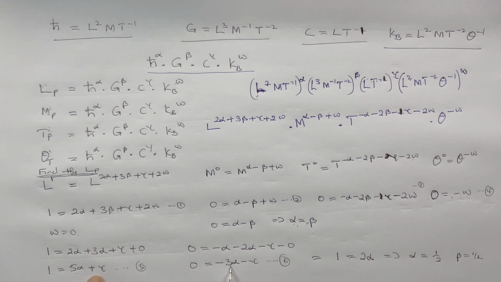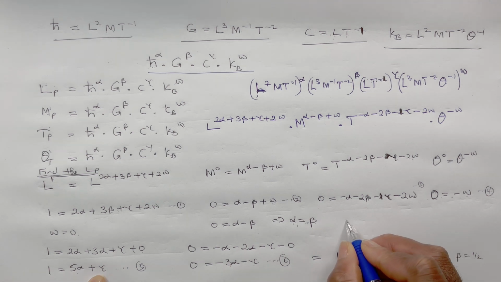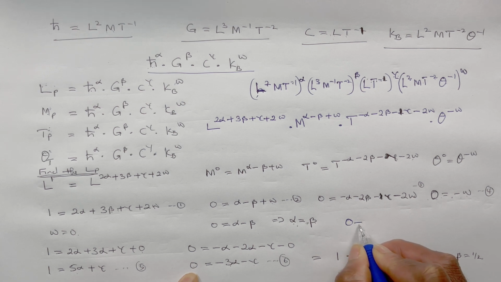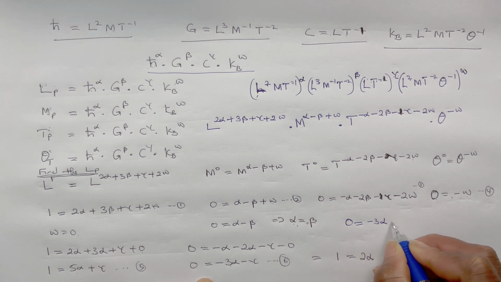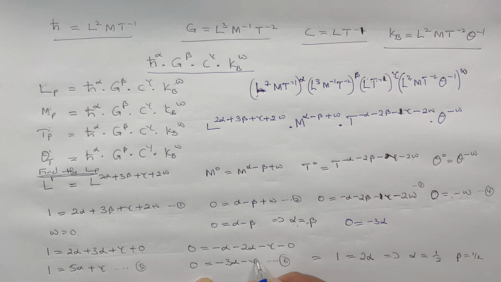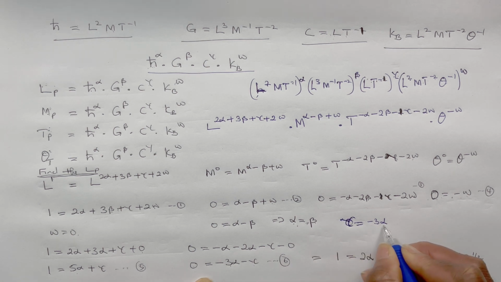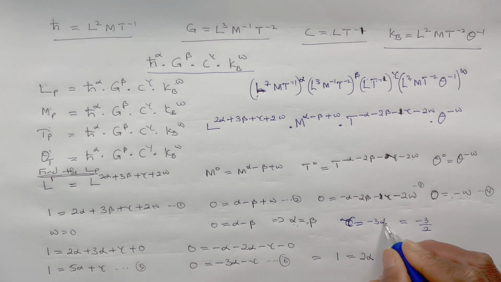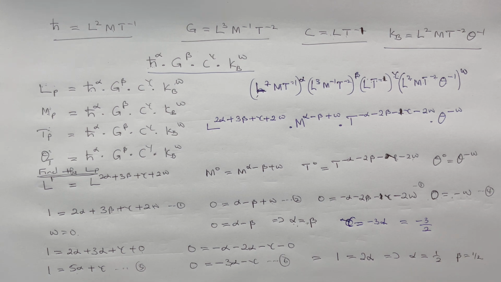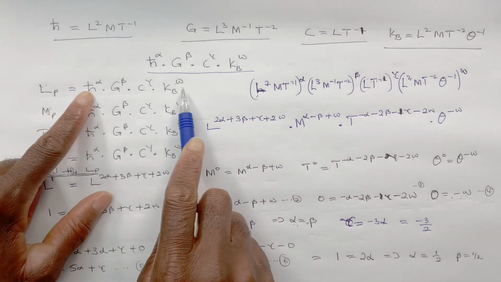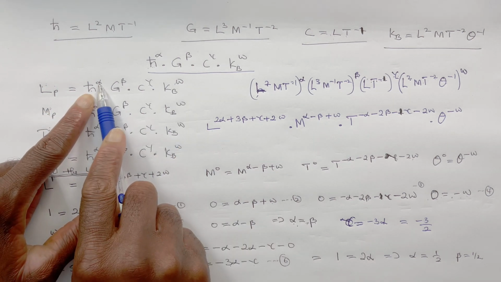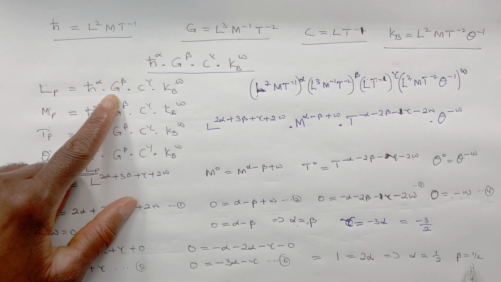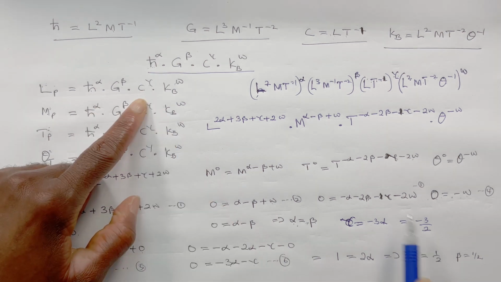If that's the case, I can find gamma. So let's find gamma. Let's use this one. 0 equals minus 3 alpha minus gamma. Take gamma to the other side, and gamma equals minus 3 alpha, which is minus 3 over 2, because alpha is a half. So gamma is minus 3 over 2. So we can write the equation for length now. Omega is 0, alpha is a half, beta is a half, and gamma is minus 3 over 2.